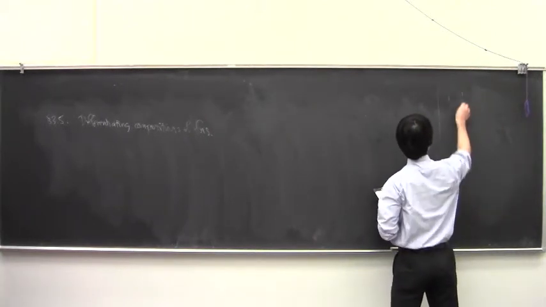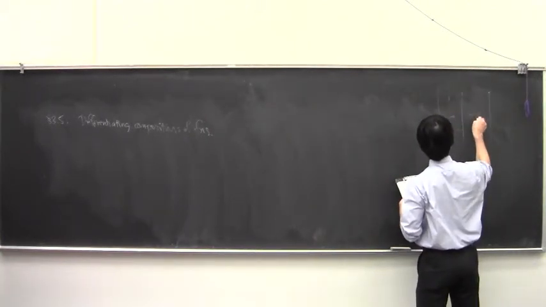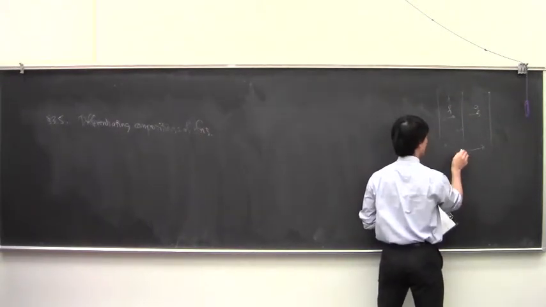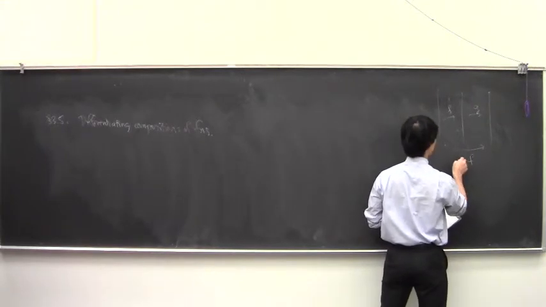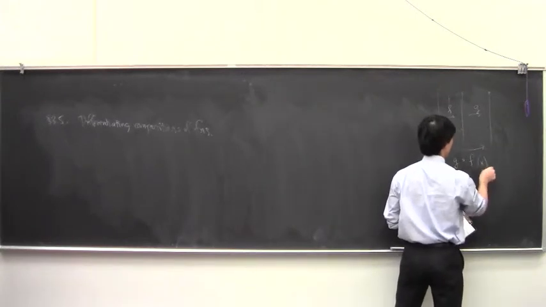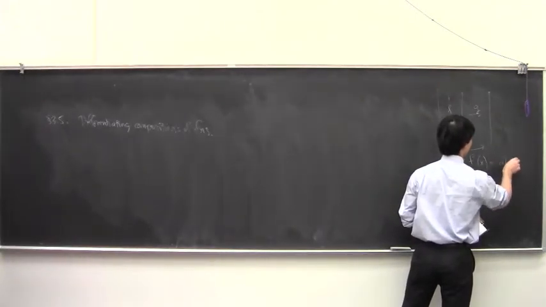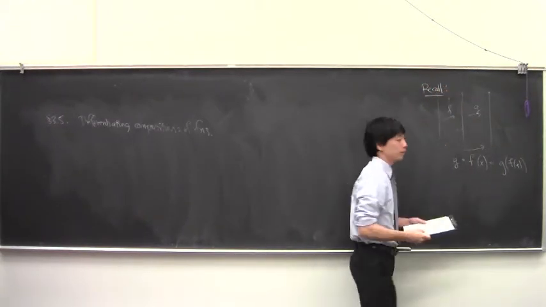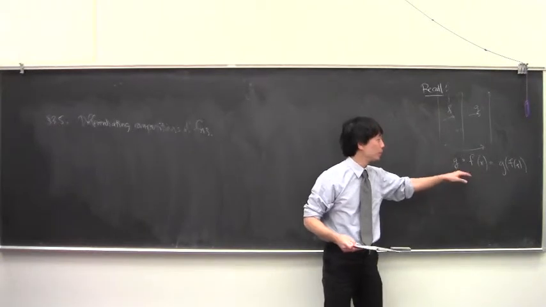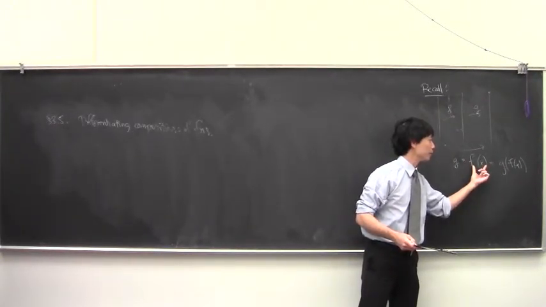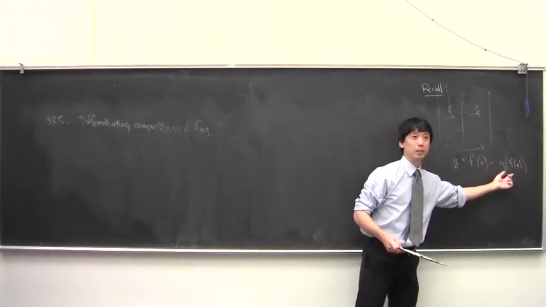You have two functions in succession. You have one function followed by another function. G composed with f of x is G of f of x. Recall the composition of functions. G composed with f means you first take f of x, you put x into f, and then take f of x and put that into G. Okay?